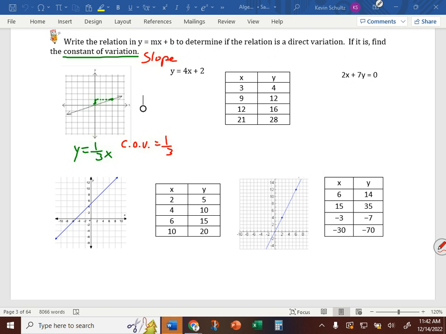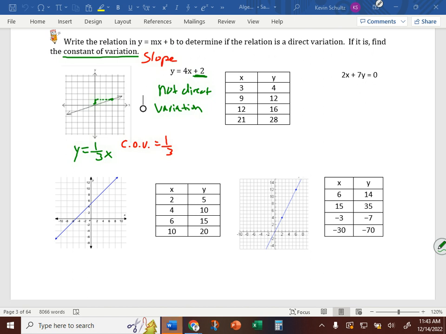The next one is in slope-intercept form for you. Does it have direct variation? No. Because the y-intercept is 2. It is not direct variation, because the y-intercept is positive 2.